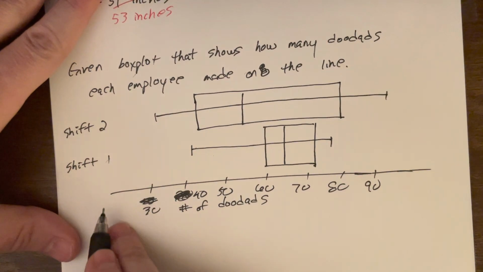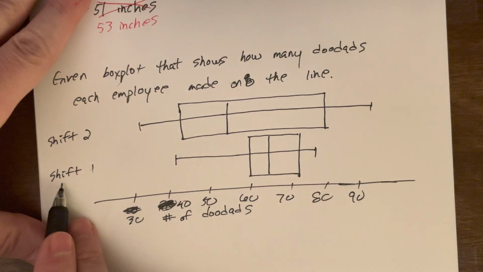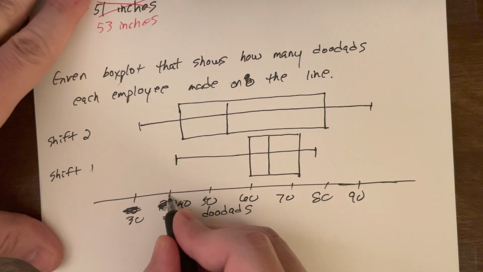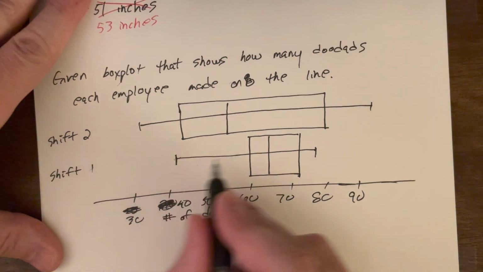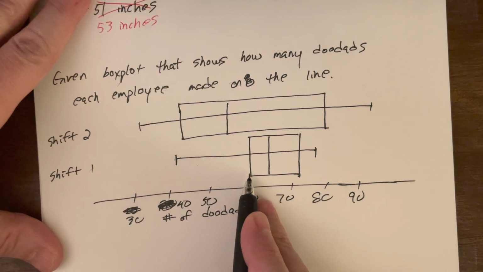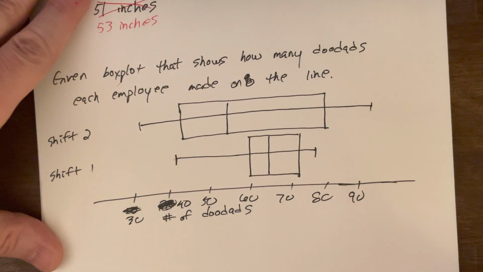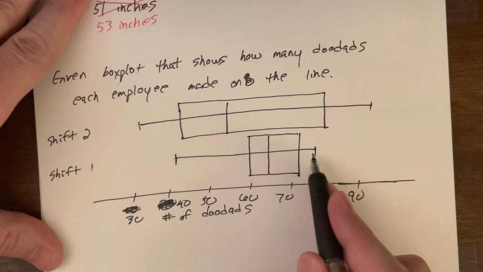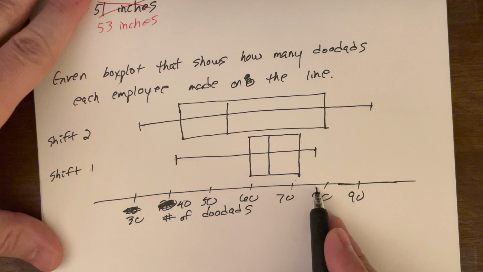So before we do any kind of comparison, let's just quickly take a look and see what it is that we're seeing here. Shift 1, the slowest employee, the person who made the fewest doodads, made just more than 40, maybe like 41, 42 doodads in his last shift. And then 25% of the employees made between 41 and about 59. Then another 25% made about 59 to maybe about 64, and then another 25% made between 64 and 72, and then another 25% made about 72 to maybe 77.